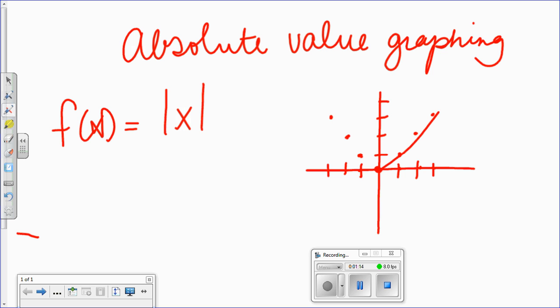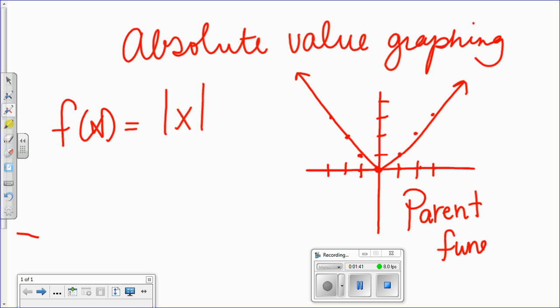So an absolute value function looks something like that. It's a V shape. It's a V-shaped graph, like value V. And what we're going to do is look at the transformations. This is called the parent function, and we're going to transform the parent function.